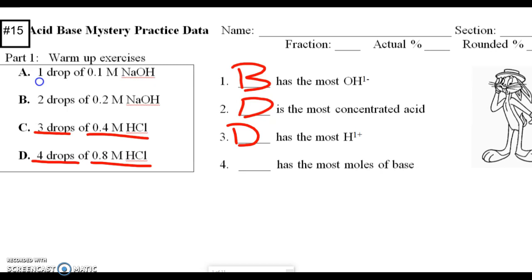And number 4, which has the most moles of base? So in this one, I have 1 drop of 0.1 molar, but here I have 2 drops of the more concentrated base, which is 0.2 molar. So I have more of the more concentrated base, so my answer would have to be B for this one.